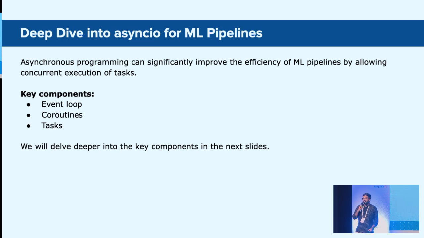So let's delve deeper into asyncio, which is the most important part for implementing asynchronous pipelines in Python. We have three key components for asynchronous programming in ML pipelines. The first one is the event loop, the second is coroutines, and the third is tasks. We'll go deeper into each of them in the next slides.